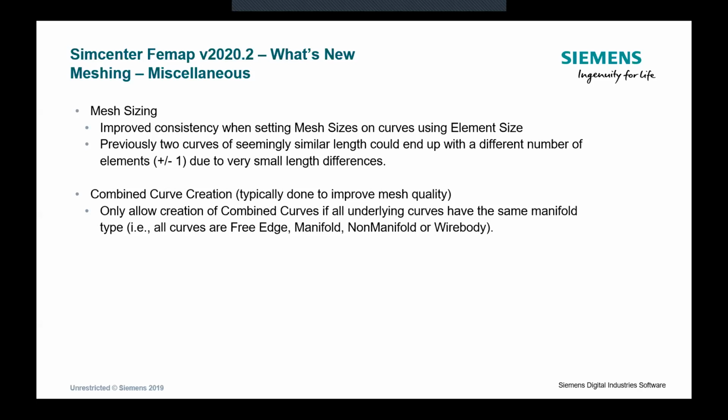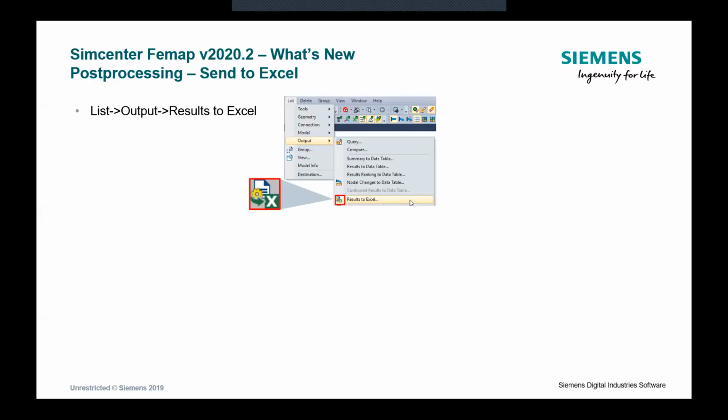But if somebody out there has one, just let ATA know and they'll pass it on to us, and we'll go from there. Post-processing. So we have a list output results to Excel command.